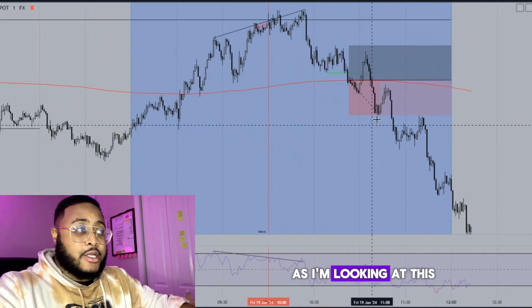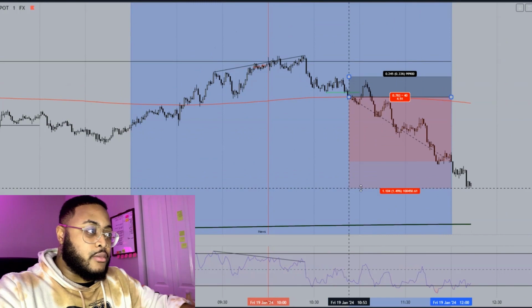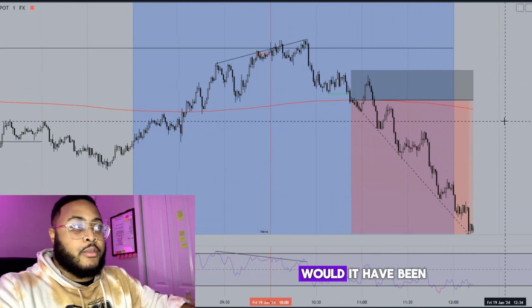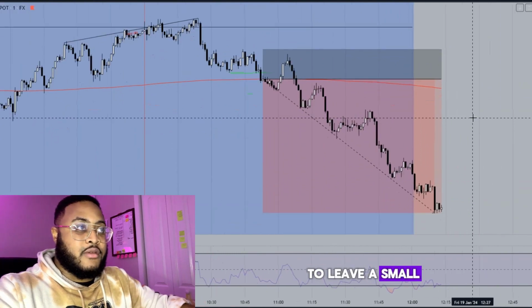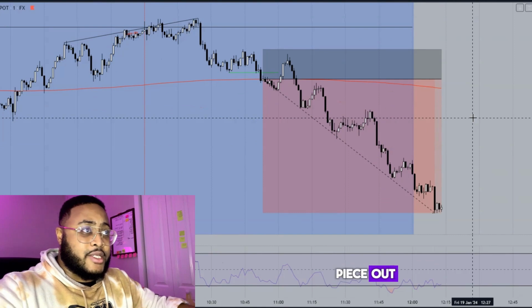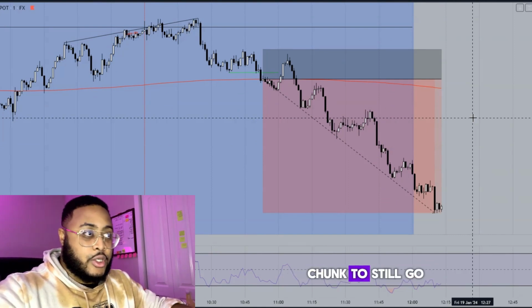And clearly, as I'm looking at this, it moves lower. We pretty much get 4R on this trade. So would it have been better for me to leave a small piece of this trade going? Do I piece out a lower percentage at 1R to leave a bigger chunk to still go?